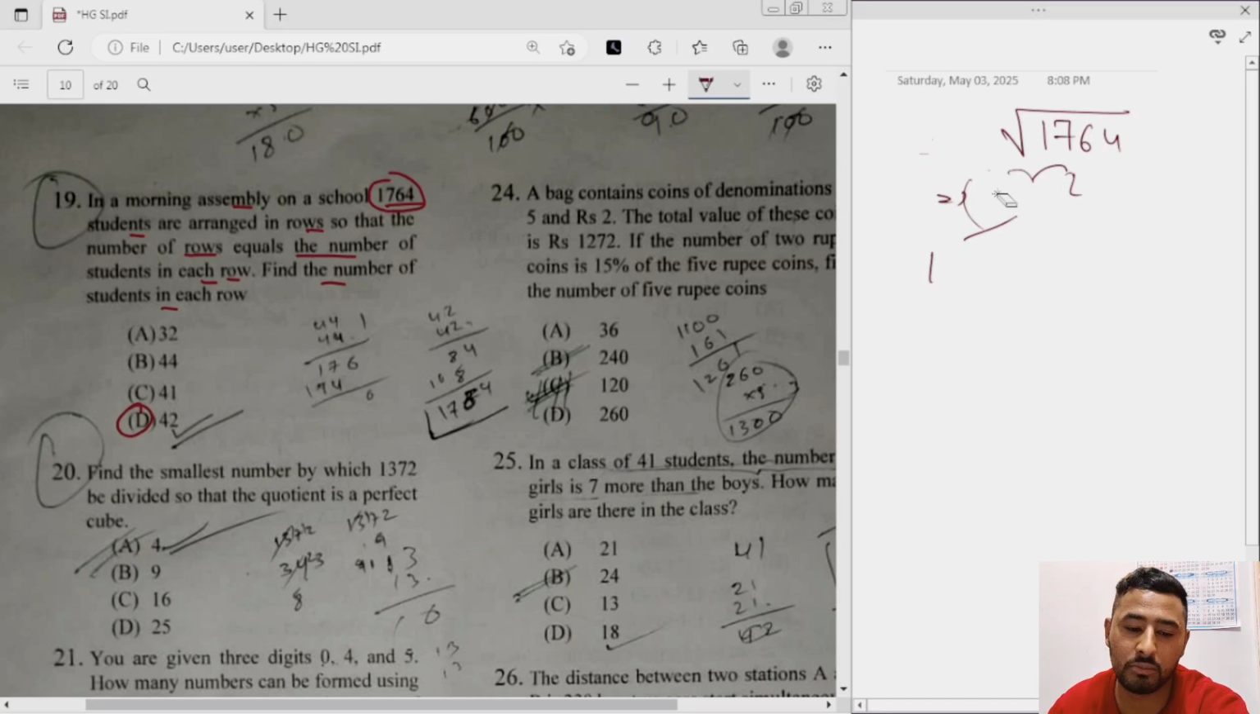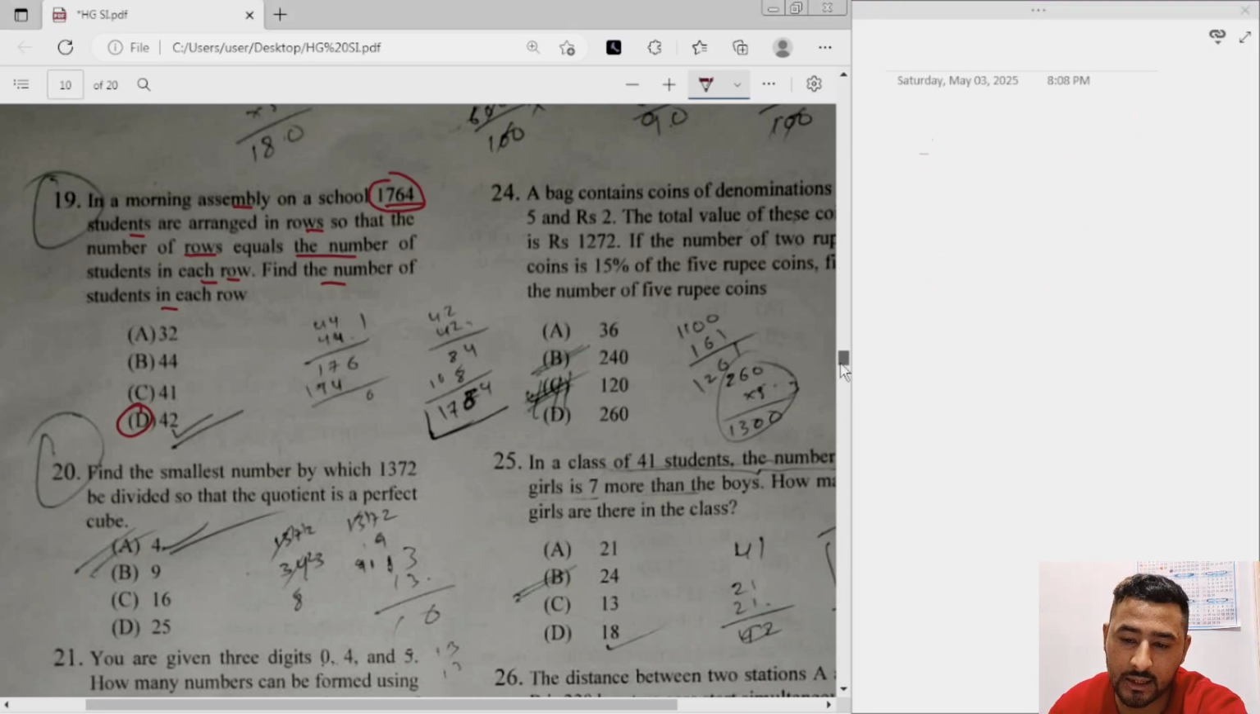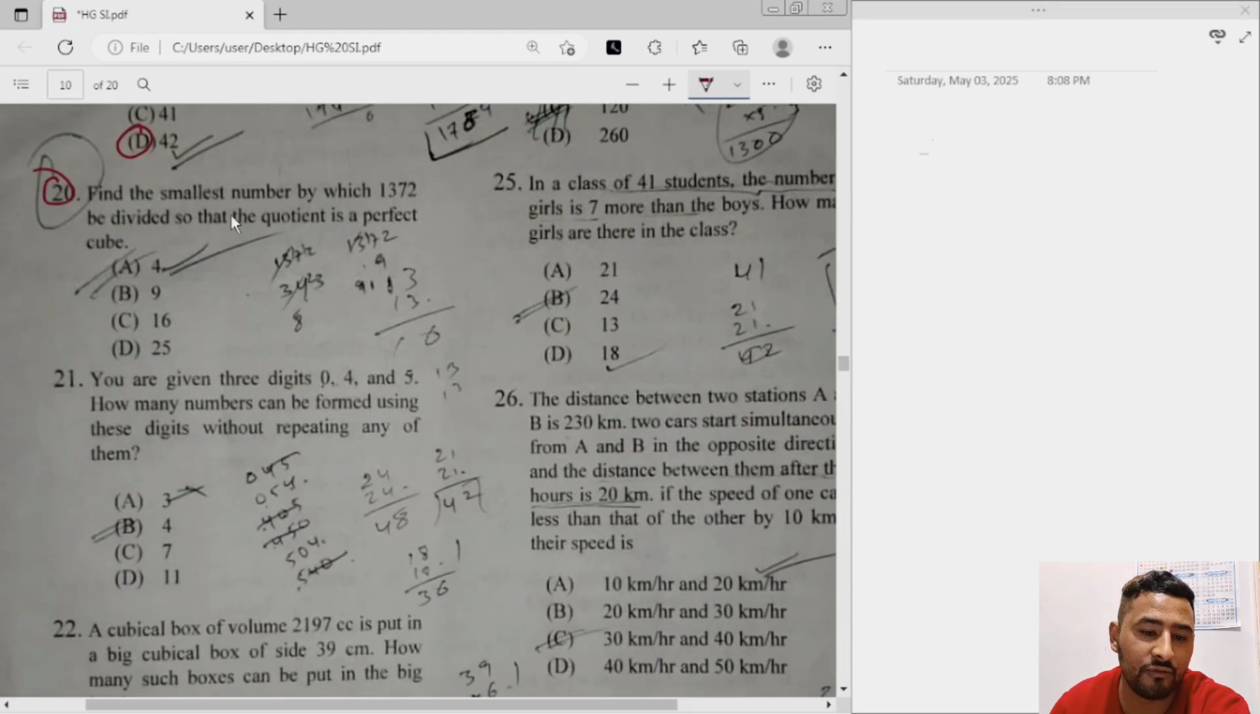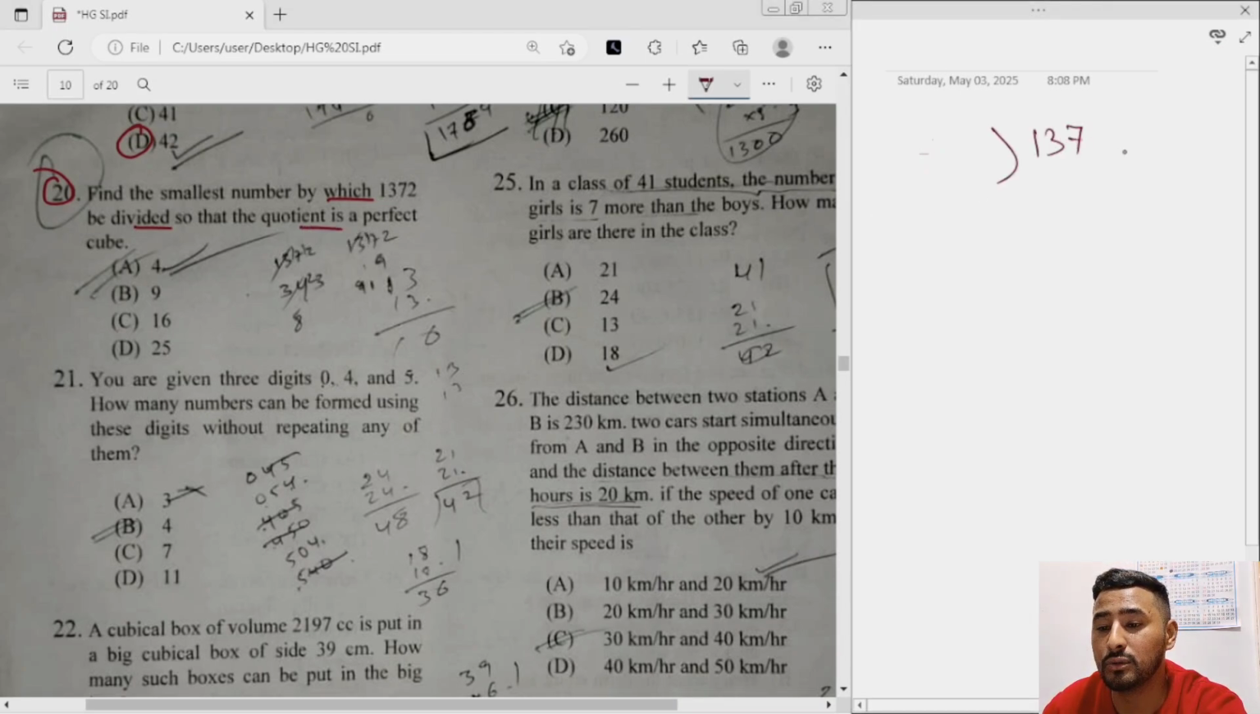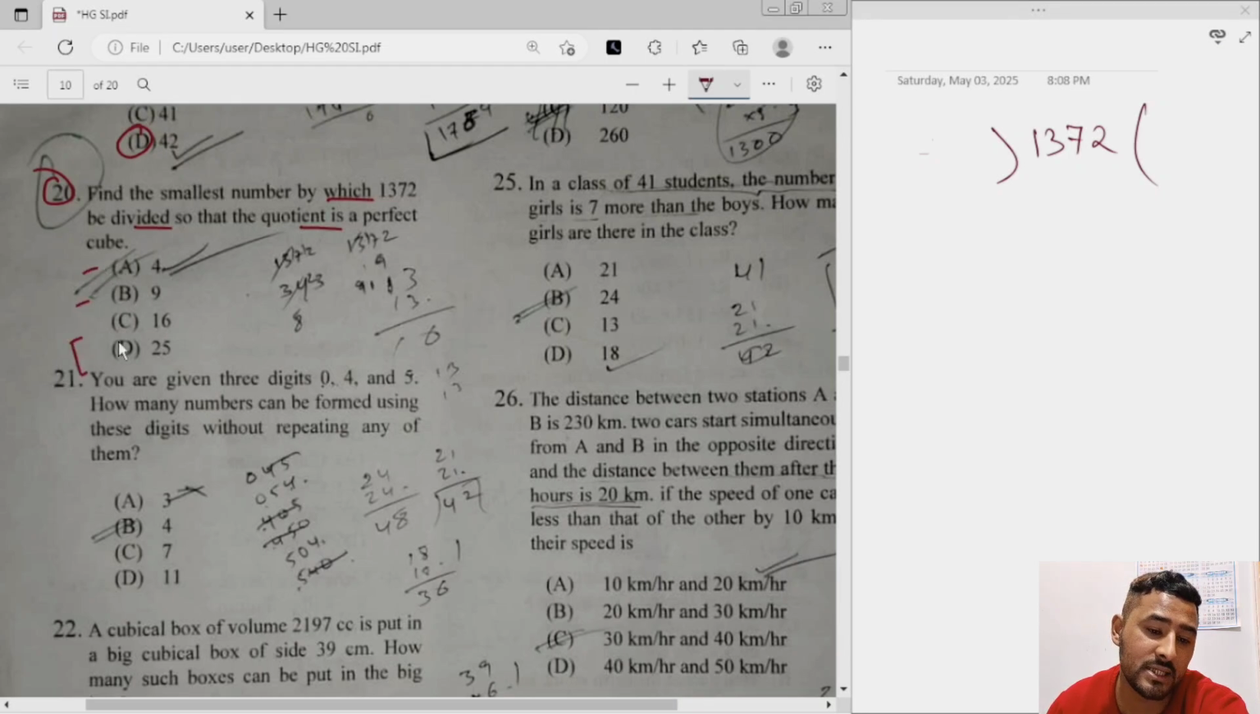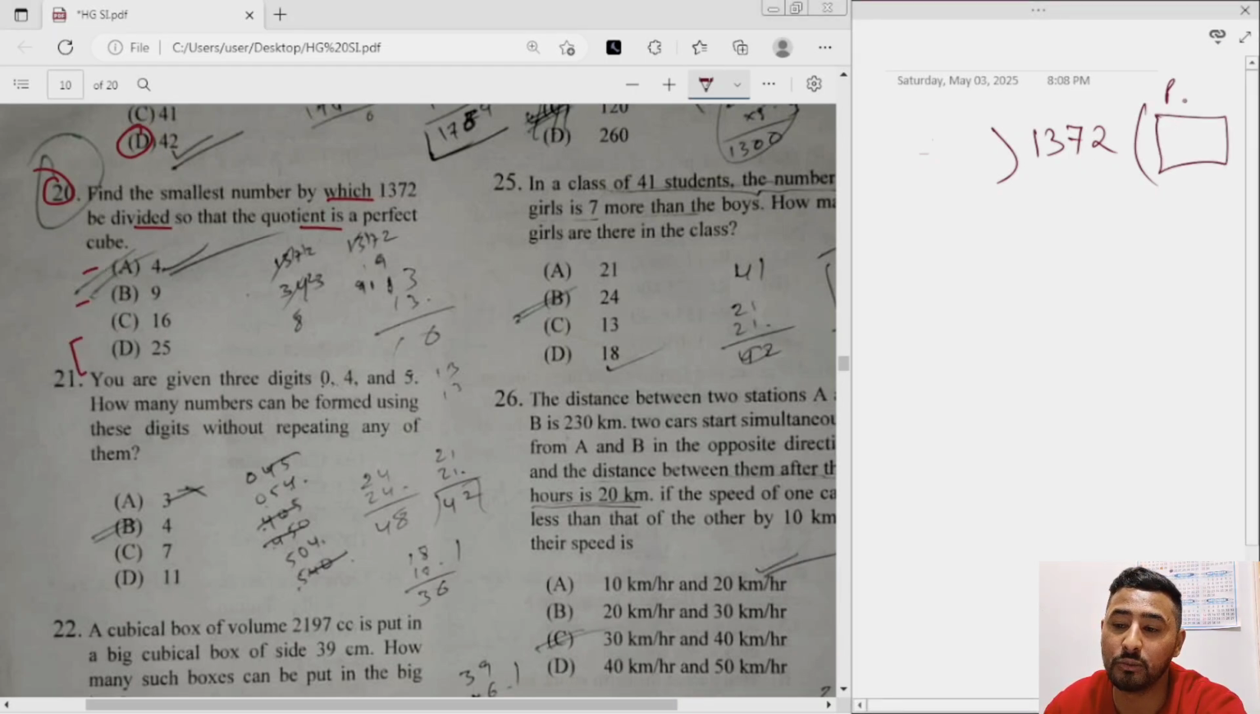Let's see the next, question number 20. Find the smallest number by which 1372 must be divided so that the quotient is a perfect cube. So you have to divide 1372 by the given options, and you will get a perfect cube.